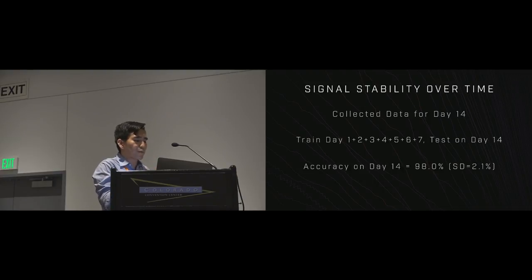Next, we wanted to test whether the signals are consistent over time, especially because it's possible for environmental facets to change their signals over time. So in addition to collecting data on day 1 through 7, we also collected data on day 14. This week-long separation is useful, and it's a basic test for signal stability. So overall, across 38 synthetic sensors in 5 locations, tested a week later, we achieved an average accuracy of 98%. So this gives us some understanding that this is stable over time.